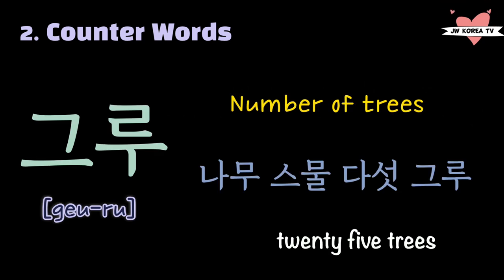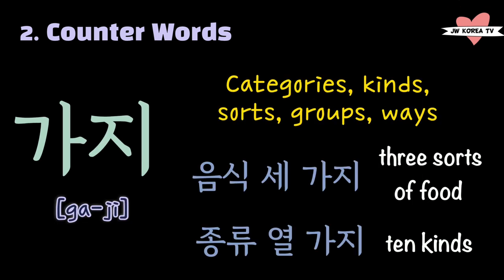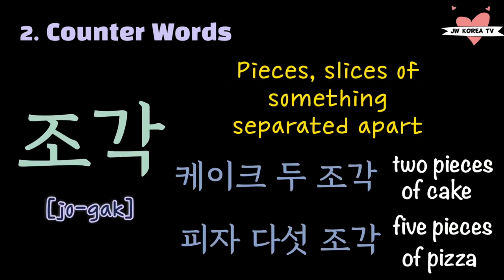그루, number of trees. 나무 스물다섯 그루, 25 trees. 가지, categories, kinds, sorts, groups, and ways. 음식 세 가지, 3 sorts of food. 종류 열 가지, 10 kinds. 조각, pieces, slices of something separated apart. 케이크 두 조각, two pieces of cake. 피자 다섯 조각, five pieces of pizza.